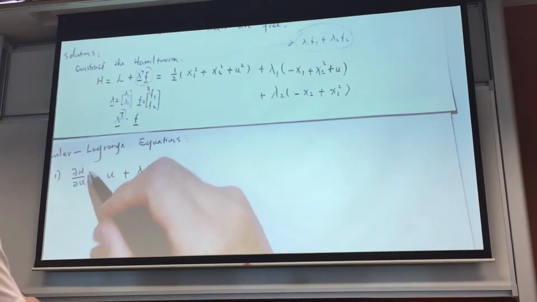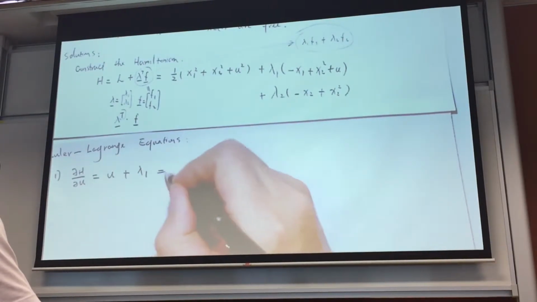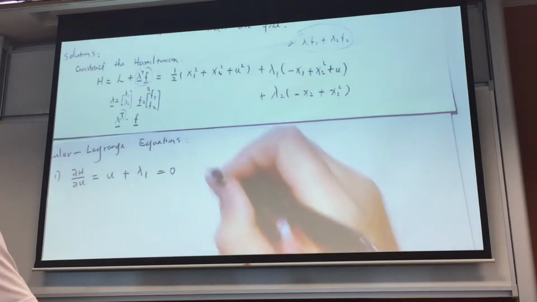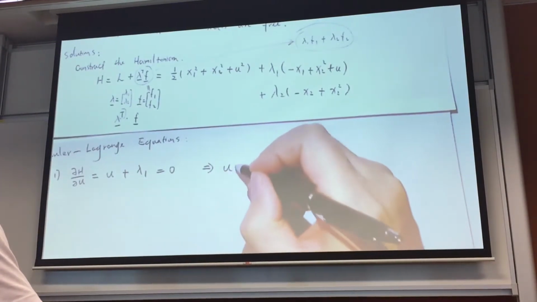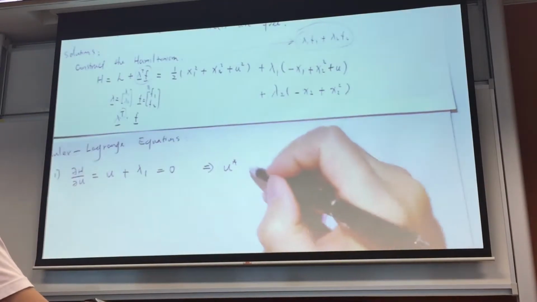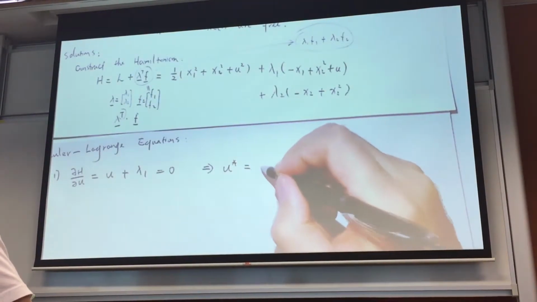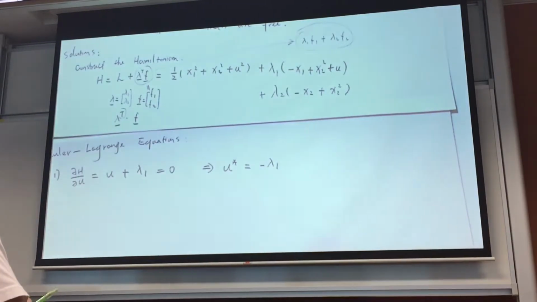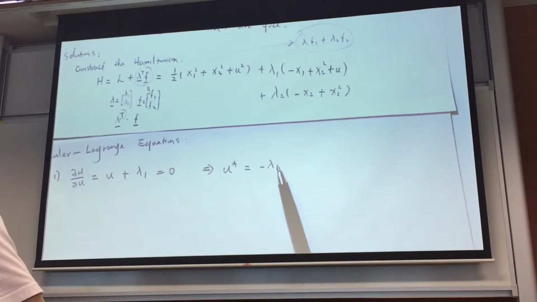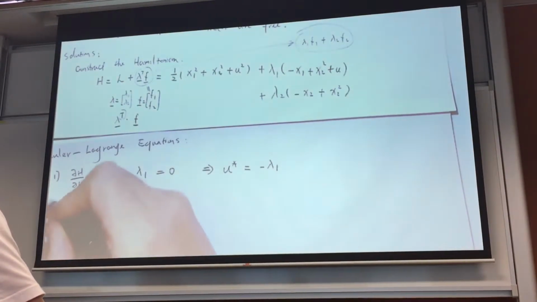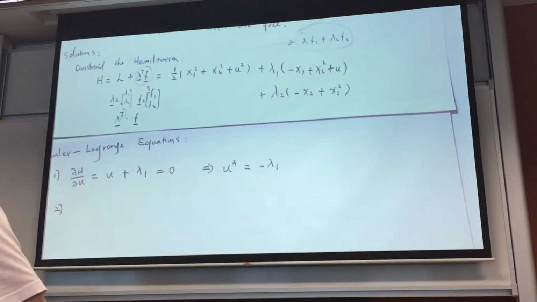So in this equation, dH/du is supposed to be 0. This gives us the optimal control. The optimal control is given by minus lambda 1. So this is our optimal control. But now lambda 1 is unknown, so in order to solve for lambda 1, we need another set of equations.